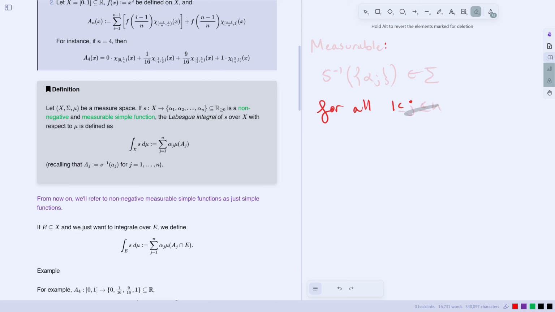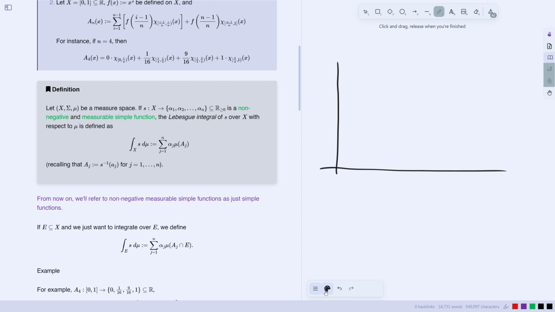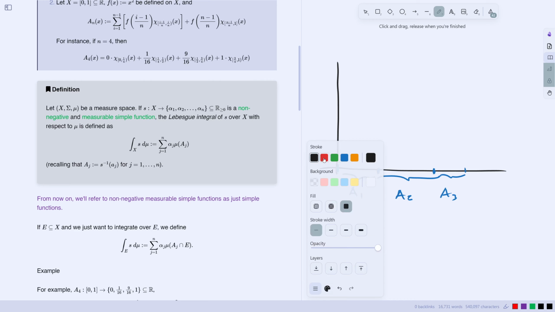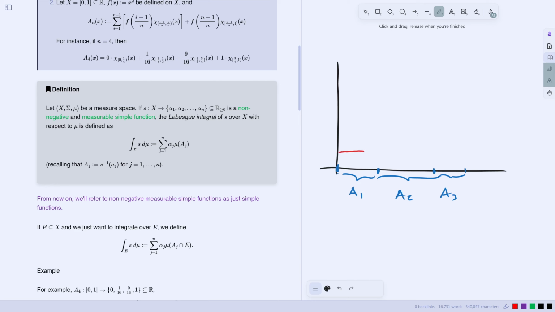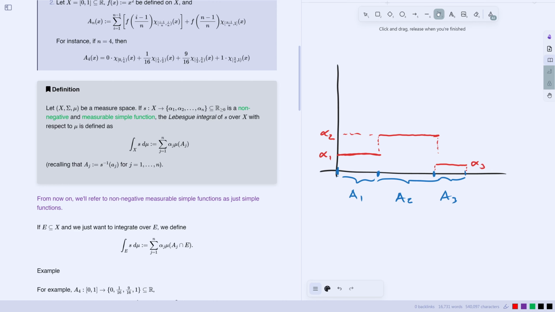Why this definition? Well, just think about it for a second. If I have my simple function, let me just draw an example simple function. This right here is A1, this right here is A2, and then this maybe is A3. So this is alpha 1. This is alpha 2. And then this here is alpha 3. Okay, where does this definition come from?